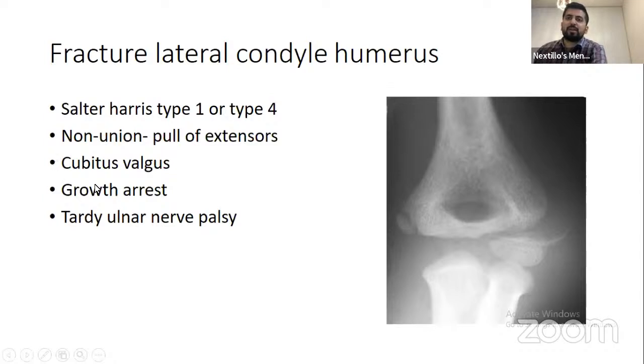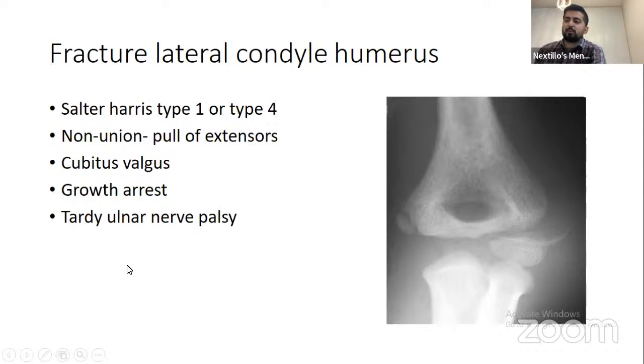Now, cubitus valgus deformity occurs in these fractures. Why does cubitus valgus deformity occur? Because when there is a fracture of the lateral condyle of the humerus, the growth of the lateral part of the humerus starts to get slow while the medial part keeps on growing. Progressively the medial part keeps on growing, the lateral part does not grow, so the elbow goes outwards, and that is known as a cubitus valgus deformity.